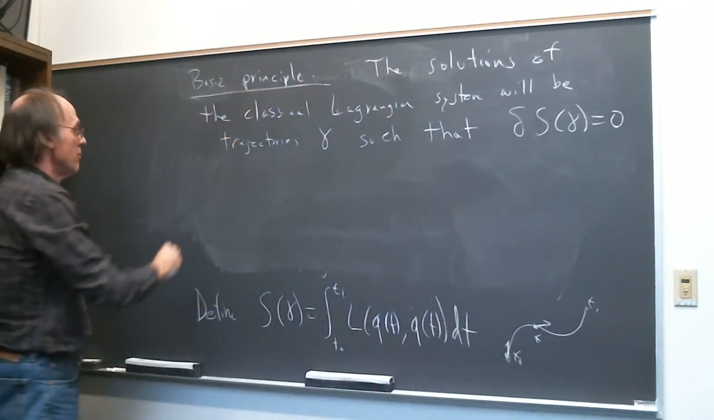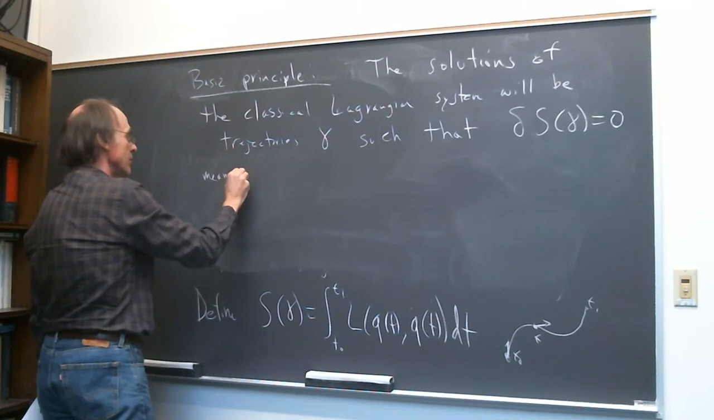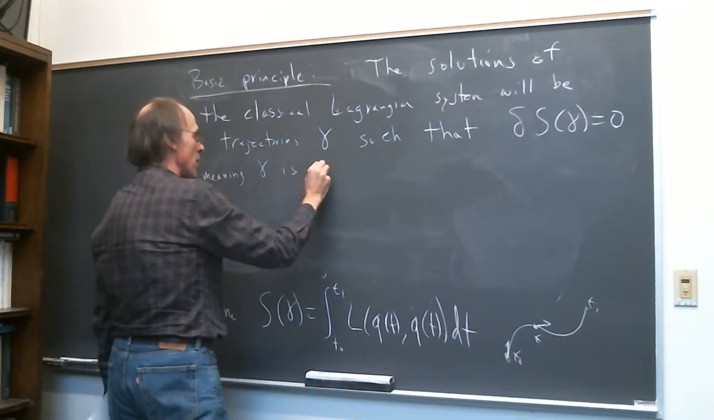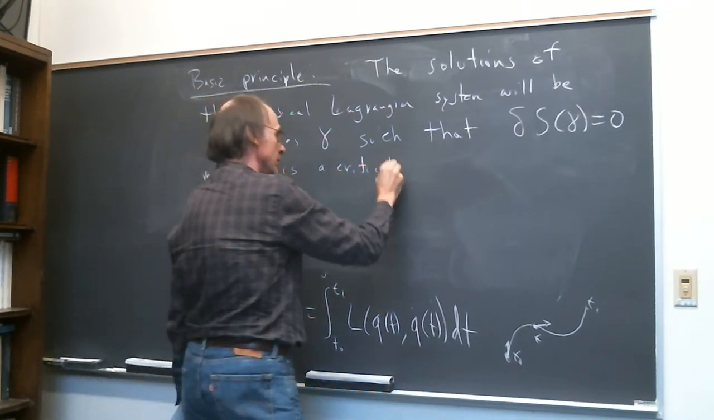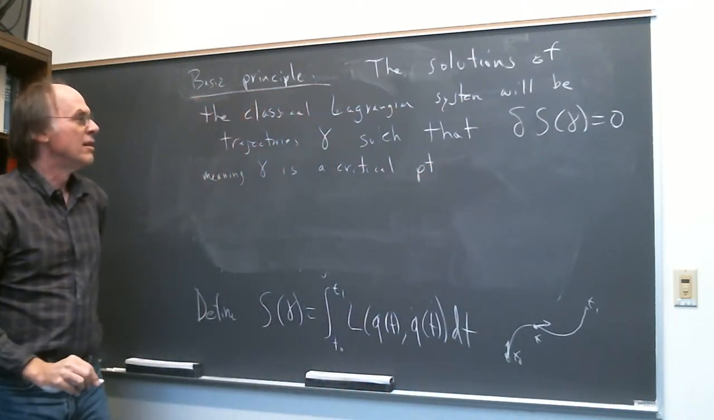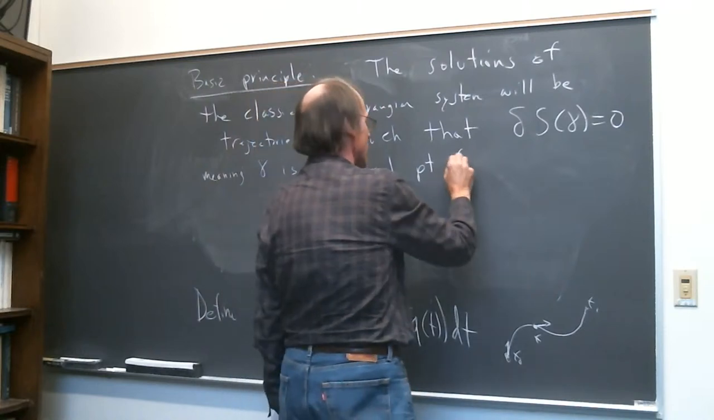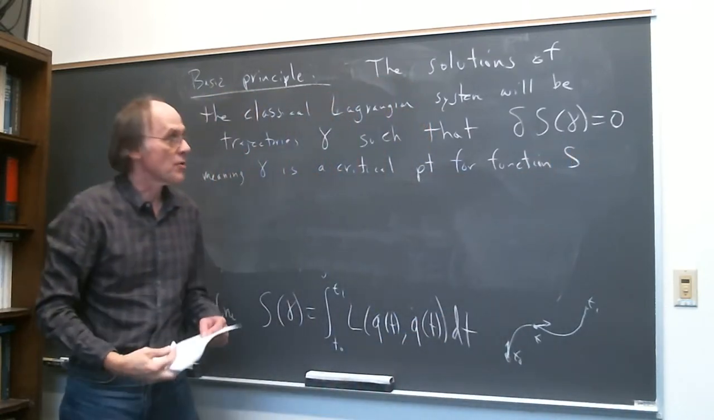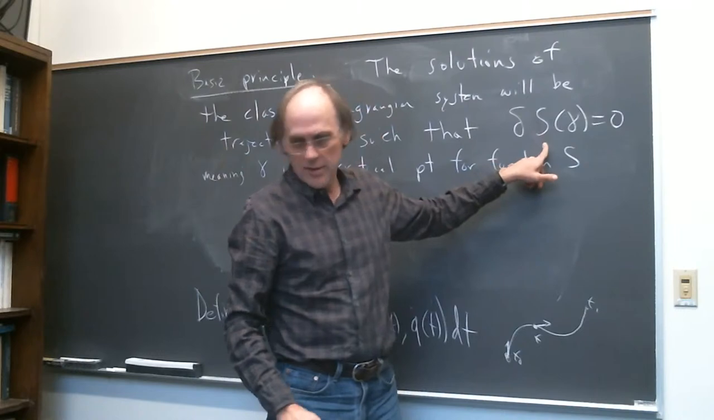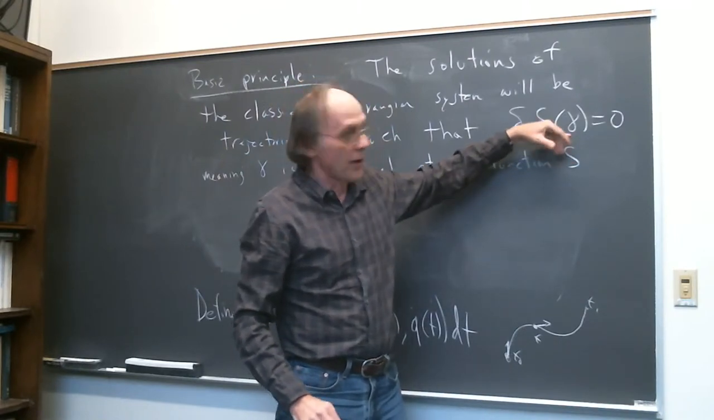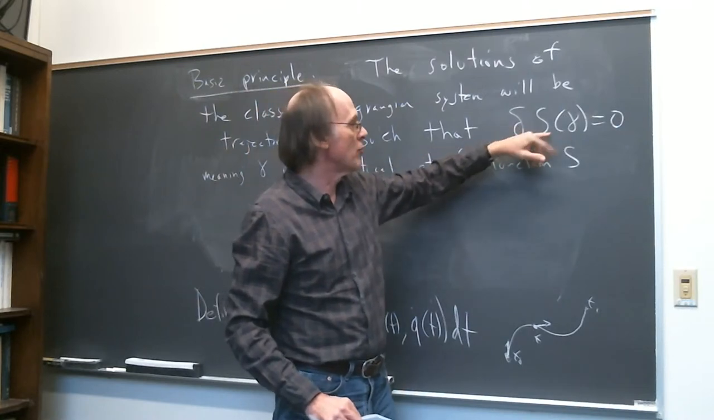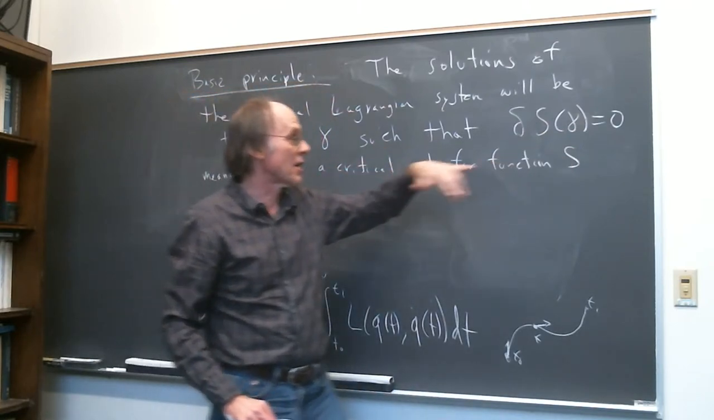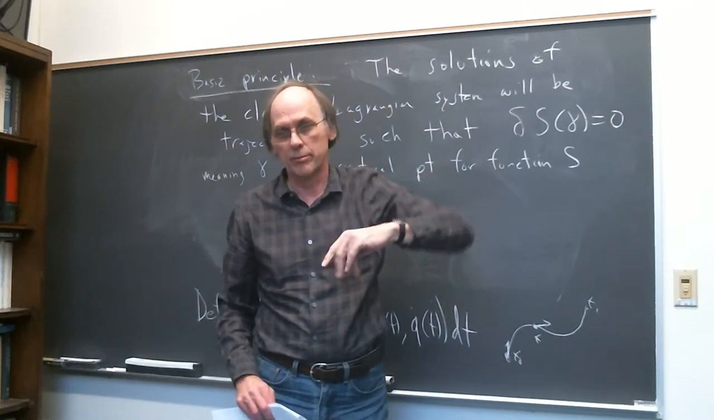Okay, and what this means is that gamma is a critical point for the functional S. So it's just like if this were actually a function on a finite dimensional space or on a one dimensional space, it's just saying that the derivative at that point was zero, so it was a critical point, and this is the kind of behavior you would expect if you're at a maximum or a minimum.